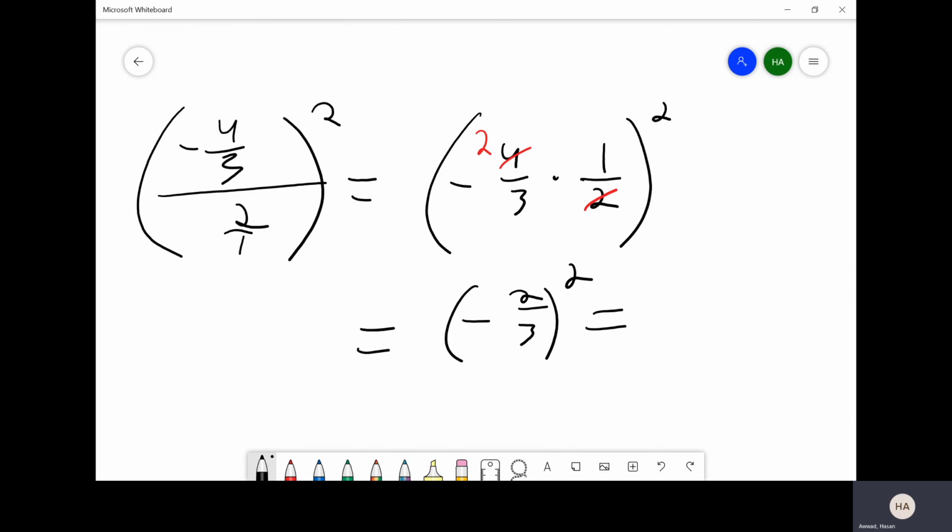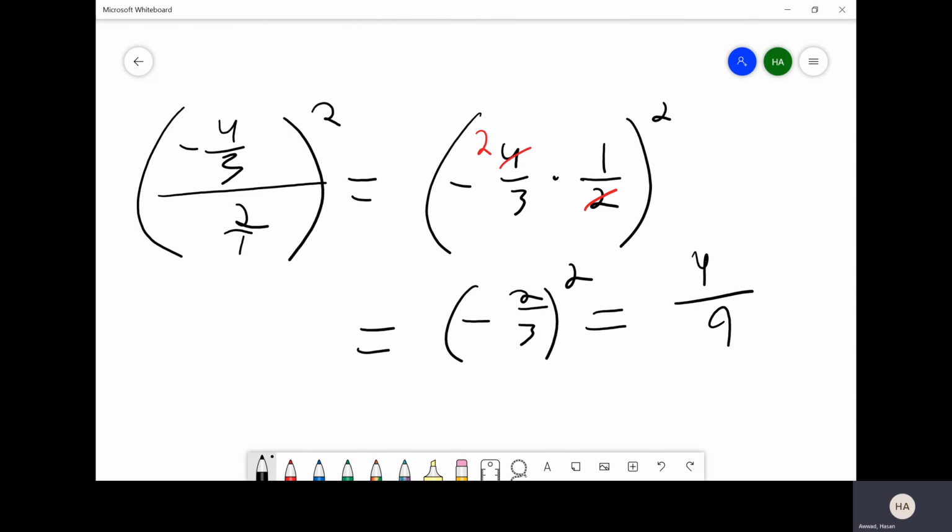And now for a fraction raised to an exponent, you just apply that exponent to each individual component, so the numerator and the denominator, and our negative is of course going to go away because it's being squared, right? So 2 squared is the same thing as 4, 3 squared is the same thing as 9, and it's positive. So great, we now have our b over 2 squared.